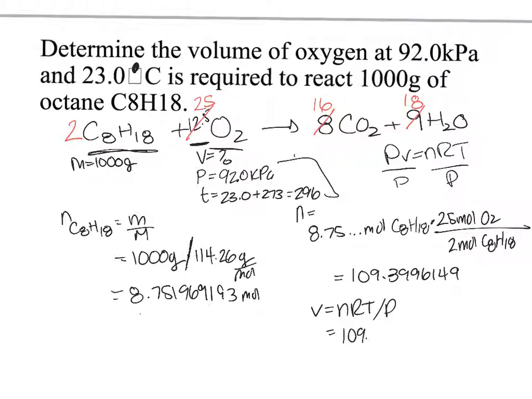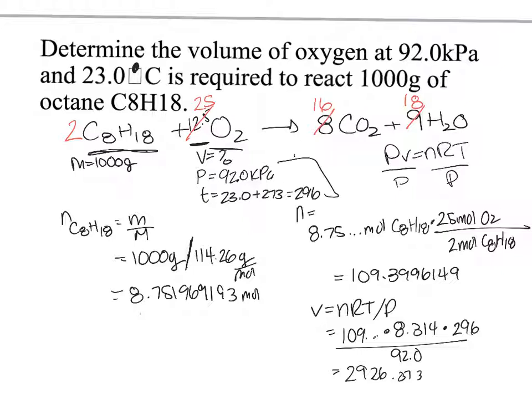So I'm going to take that 109. The R is the constant, so that's 8.314 that I want to use in this case because I'm using the kPa. The temperature we said was 296. The pressure was 92. So now we're going to take the number on our calculator, multiply by 8.314, times it by 296, and then divide it by 92. And I get this number.